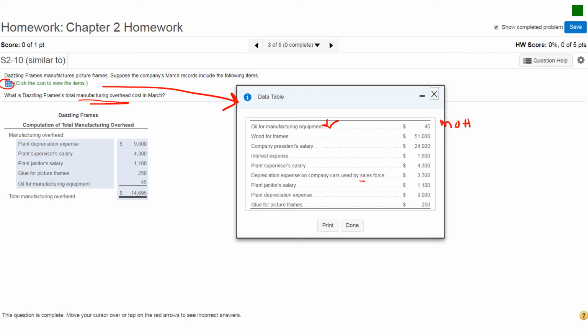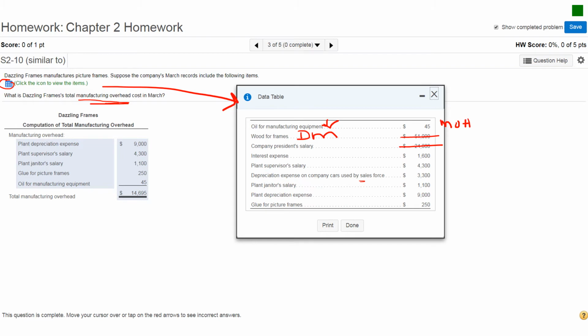The wood for the frames, guys, that's actually a direct material. That is not overhead because you typically can trace that to the actual product. So we would not be using that one. That's not overhead, that's a direct material. The company president's salary, that's going to be a period cost. That's part of the general admin. We're not going to consider that as overhead.